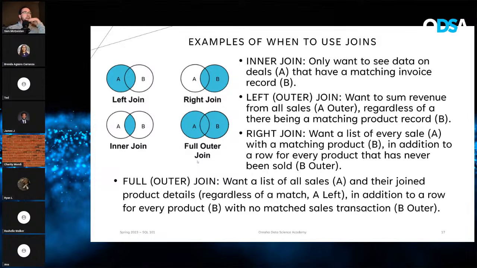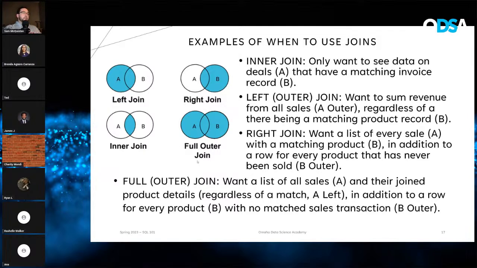Your right join, an example where you might want to use this is if you wanted to list every single sale that you had that had a matching product record, which is A and B, in addition to having a row with just blank sale records for every product that's never been sold. That's your B outer on that Venn diagram.